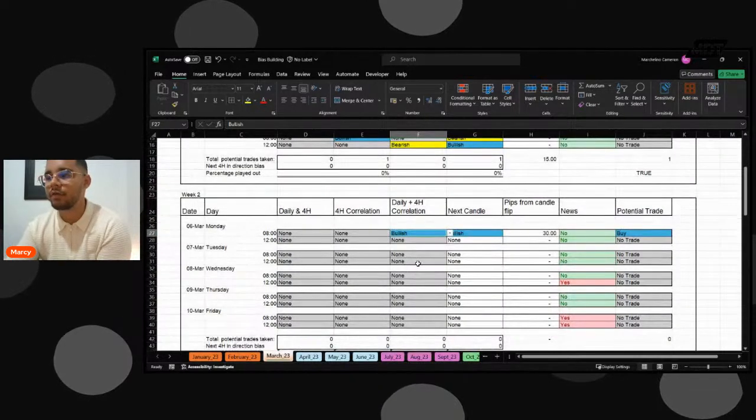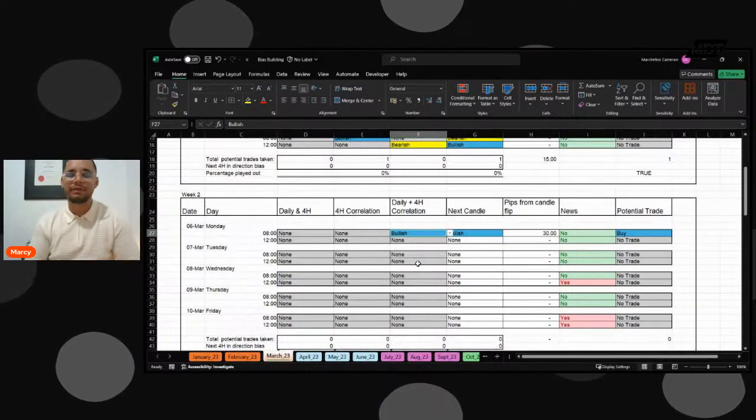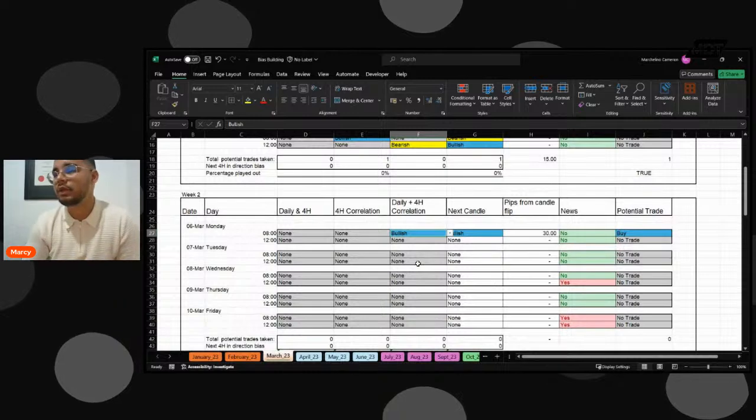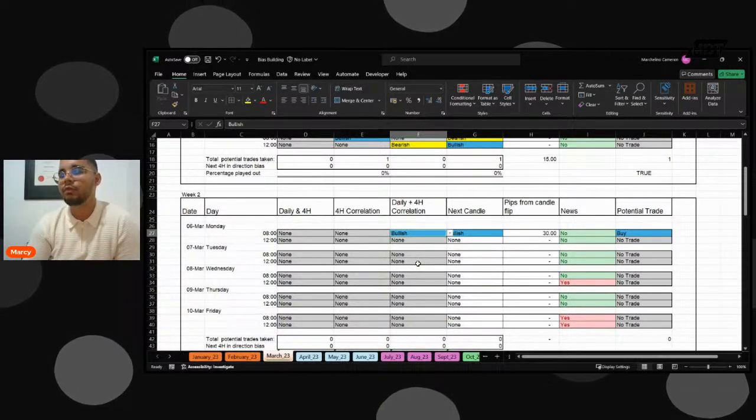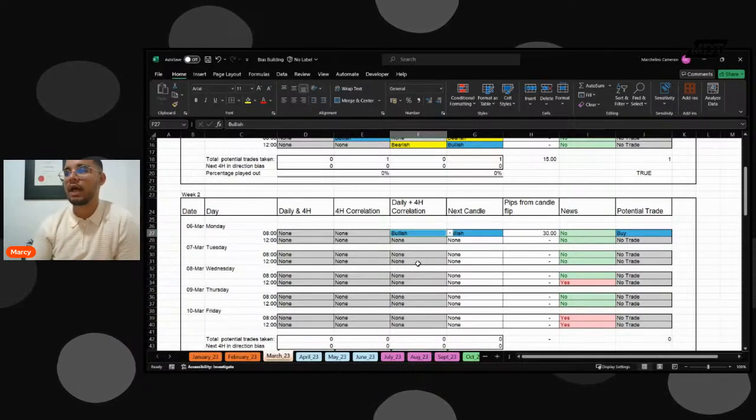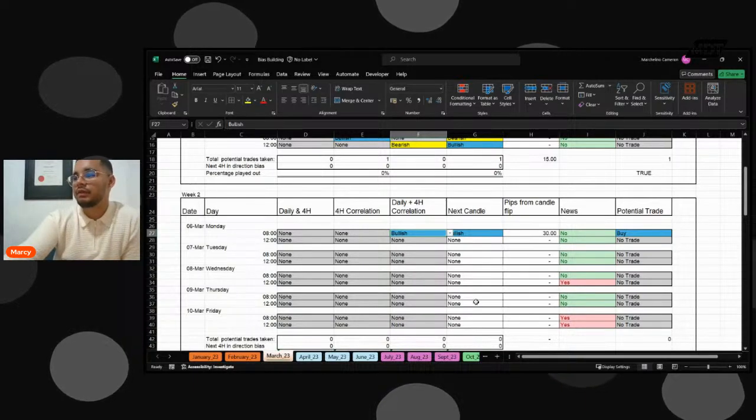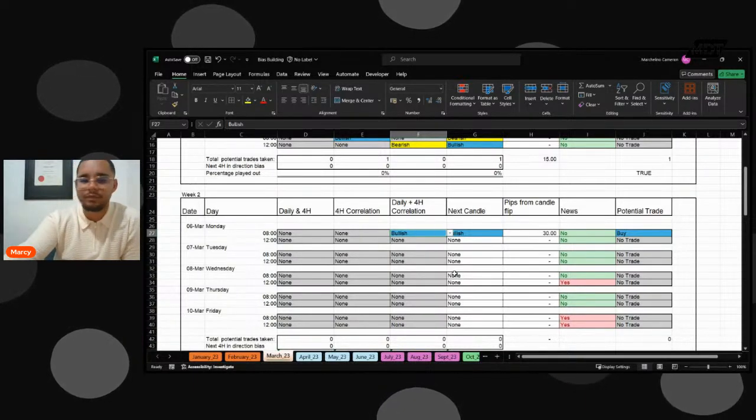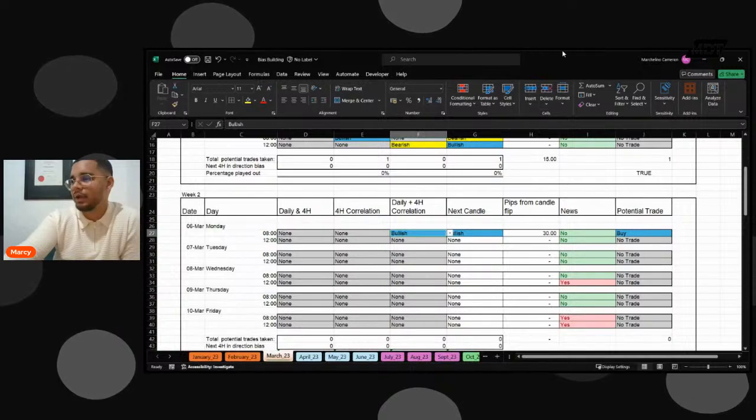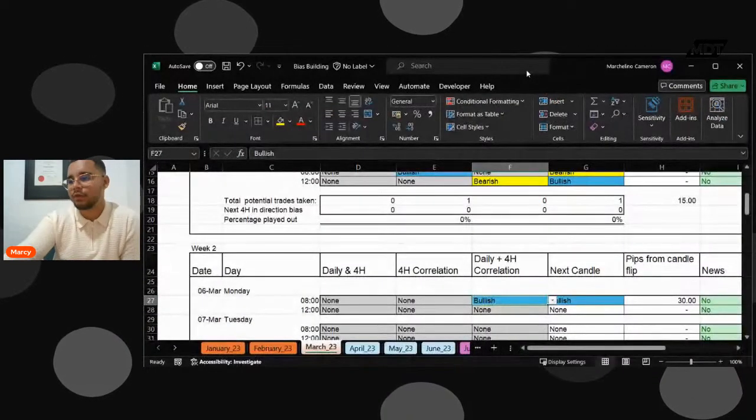You'll get fewer trades when you only trade that particular directional bias, but when the daily and the 4H and 4H correlation align, there's a higher chance that you're going to win a trade. It's just mad, mate. But yeah, okay, let's continue. Let's go on to the next session.